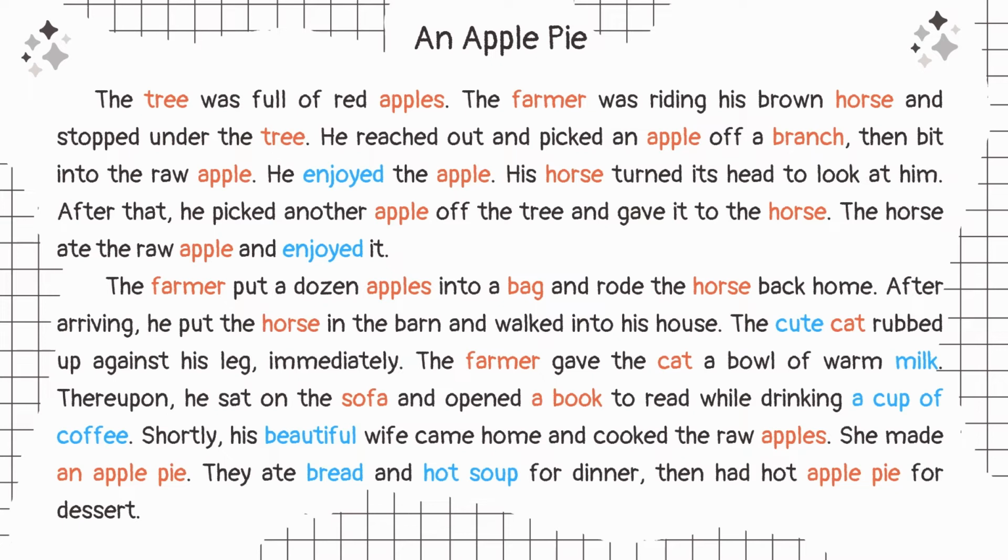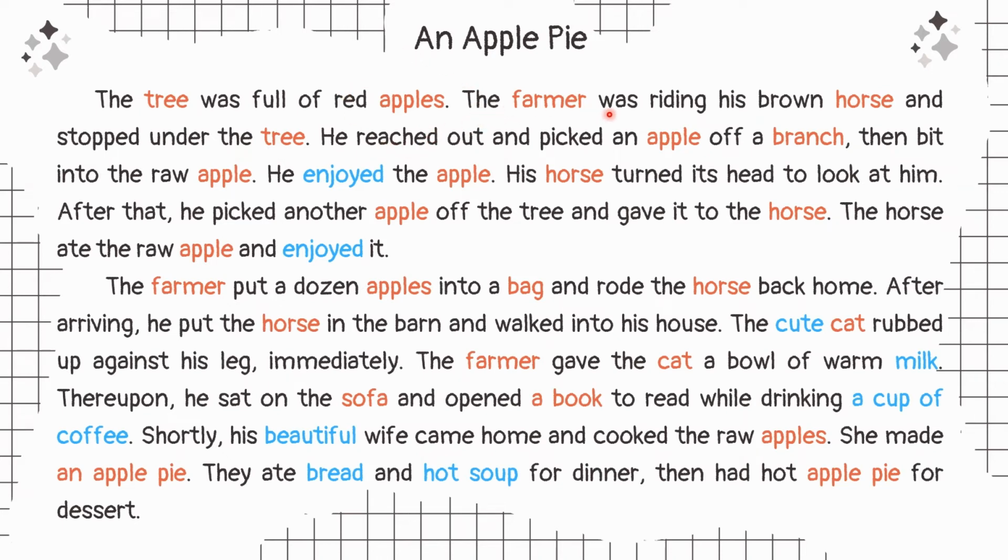Okay, students, after writing your answer, let's take a look again at the text and find the nouns. Then let's identify them together. Which nouns can be counted or not counted? The tree was full of red apples. Tree is countable because we can count trees. Apple is countable because we can count apples.